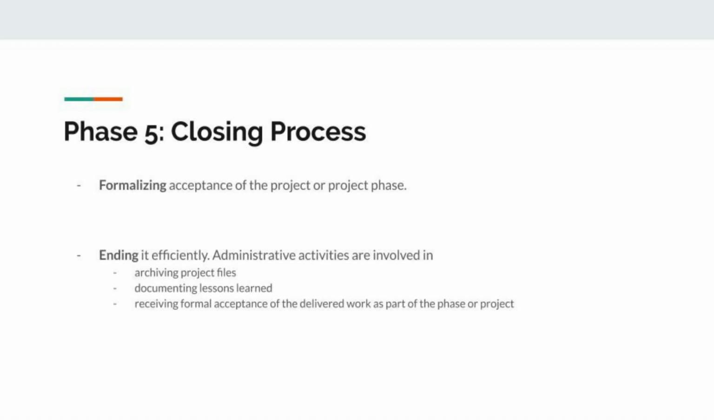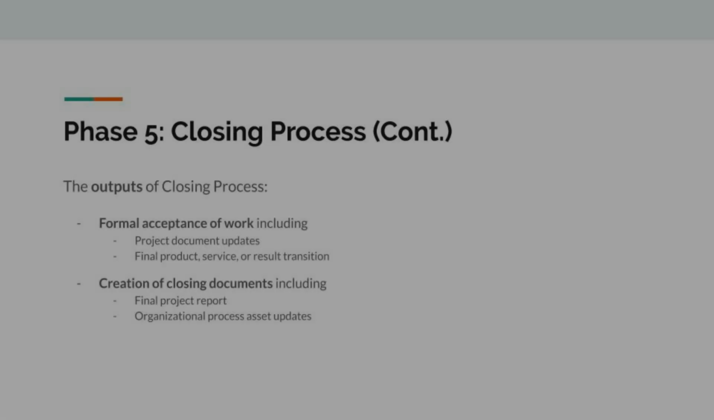Phase 5, closing process. Closing process formalizes acceptance of the project or project phase and ends the project efficiently. Administrative activities involved in this process are archiving project files, documenting lessons learned, and receiving formal acceptance of the delivered work as part of the phase or project.